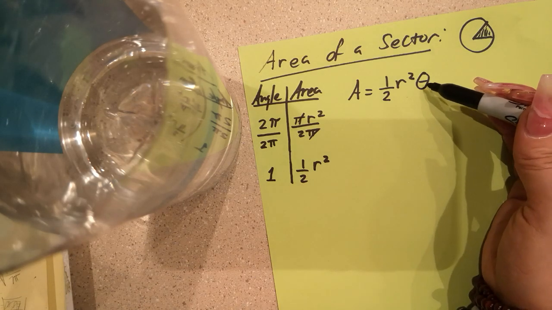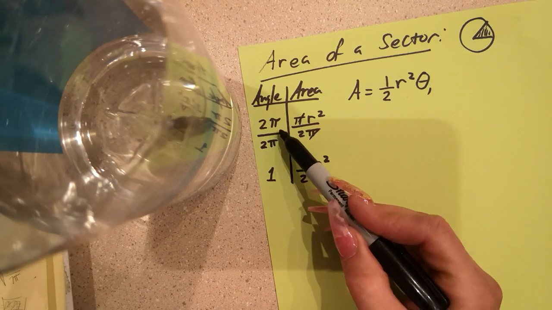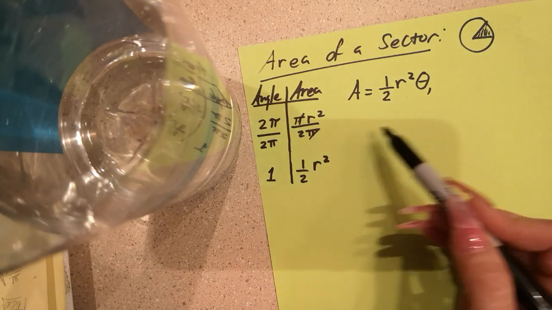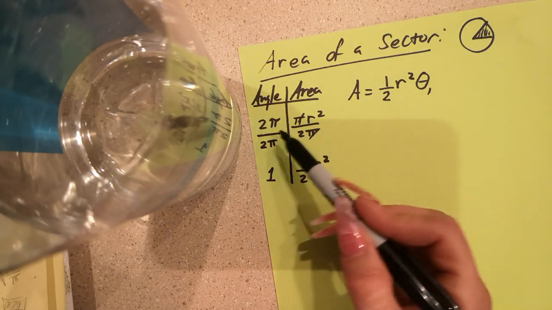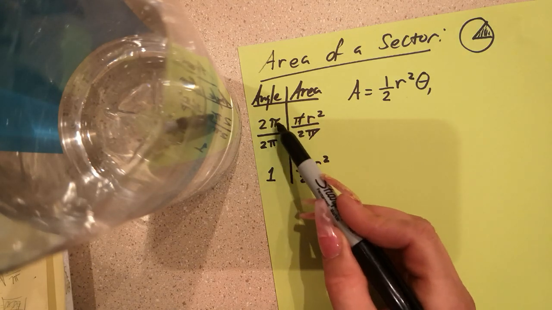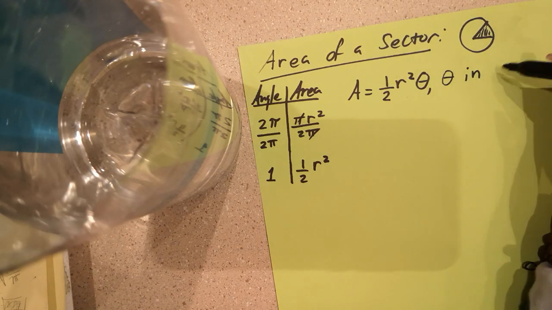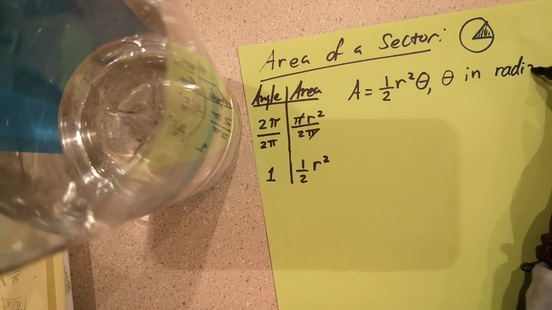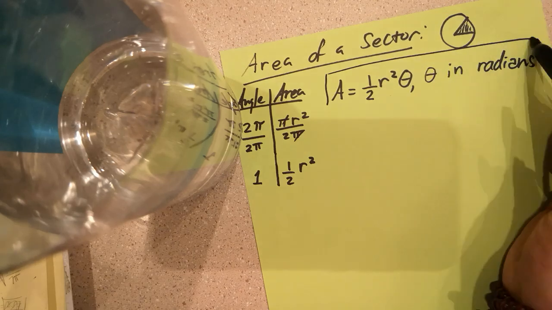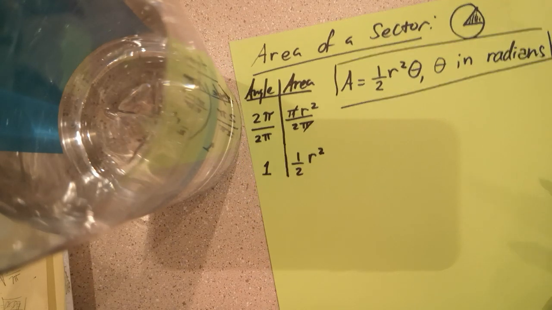The only thing I have to be aware of is that when I derived this formula, I used 2 pi for the angle all the way around the circle. That means I need to have my angle theta in radians. So whenever I use this formula, my angle must be in radians. But otherwise, here's my formula for finding the area of a sector.